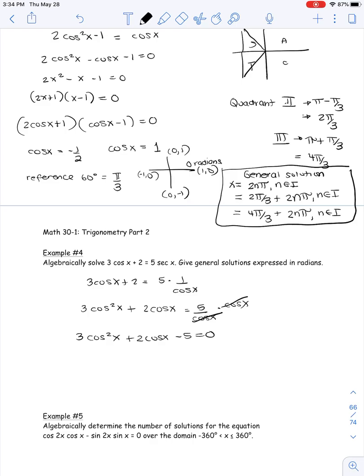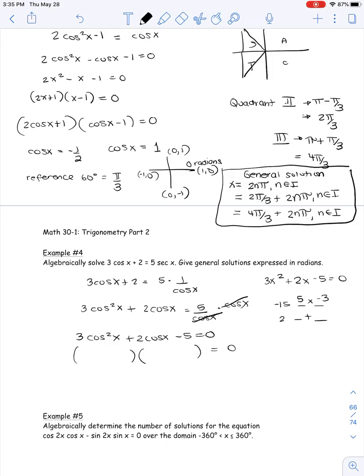So we want to factor this and see where this is possible. So this would be like saying 3x squared plus 2x minus 5 equals 0. So we want to look for two numbers that multiply to -15 and add up to 2x. So in this case, two numbers that multiply to -15 and add up would be 5 and -3.